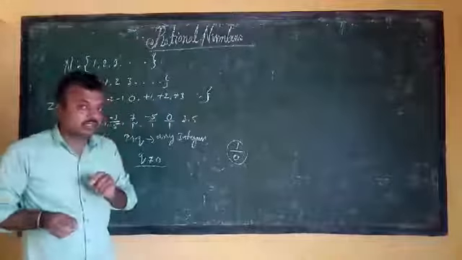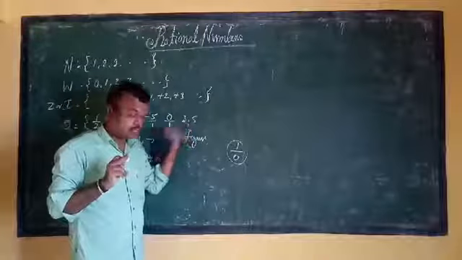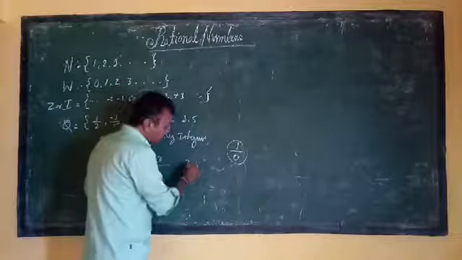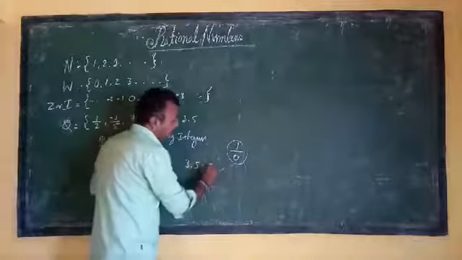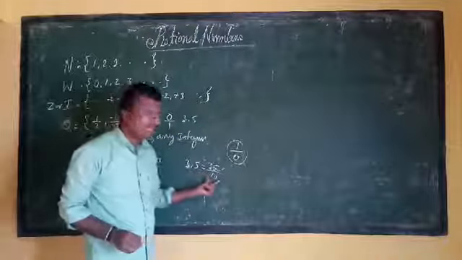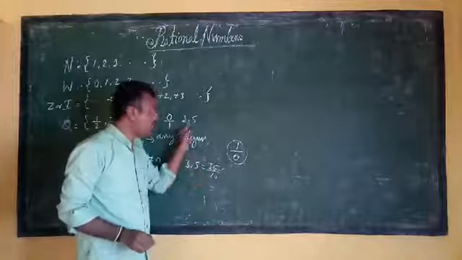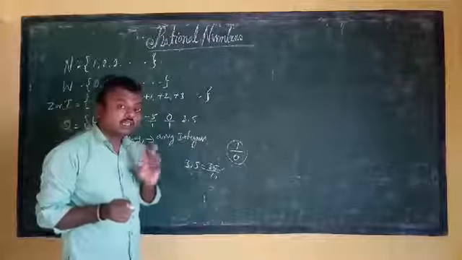So next one, 3.5, students. 3.5 is basically a decimal. Is it a rational number? Yes, it is also a rational number. How? 3.5 can be written as 35 by 10. The decimal form can be written in fraction form, 35 by 10. So 35 by 10 is in P by Q form. Therefore every decimal number is also a rational number.